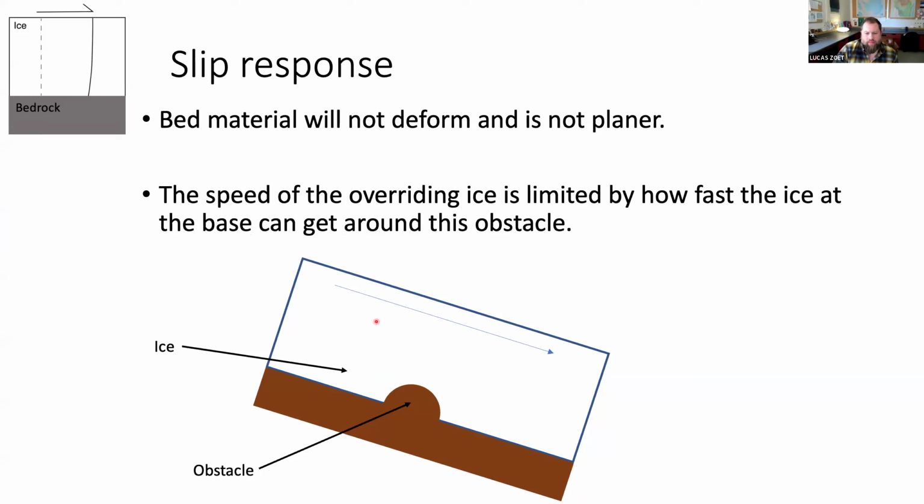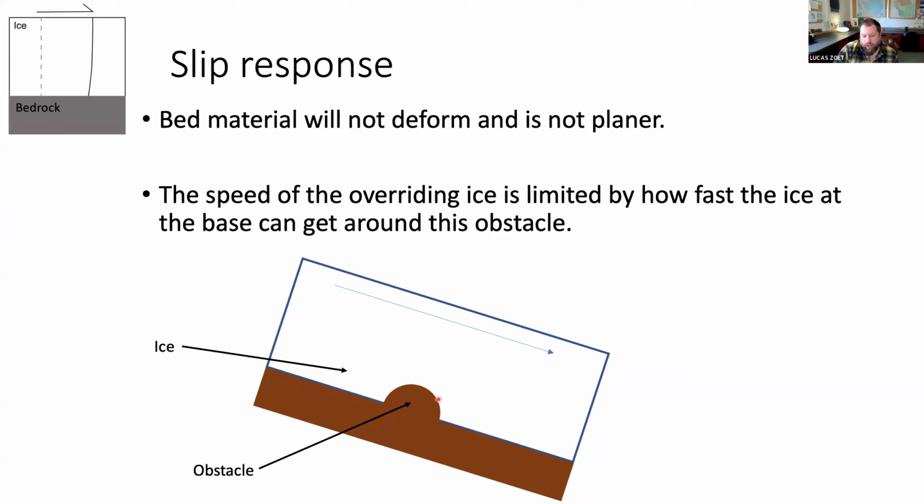And so what happens is, imagine you have a bed and then you have some obstacle at the bed. The overriding ice has to move past this obstacle. And however fast it can get around this obstacle dictates how fast the ice above it goes. So if the ice has a hard time getting around this obstacle, or does it very slowly, the overriding ice is going to move very slowly.